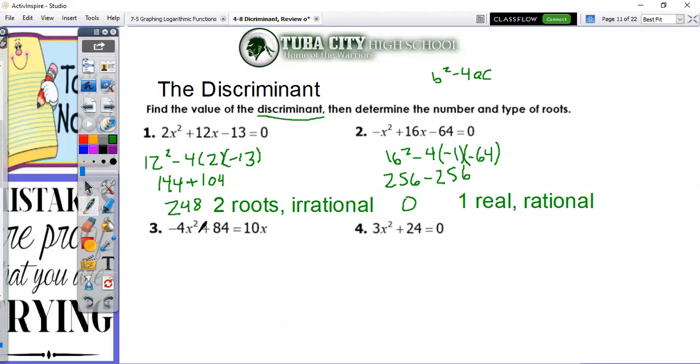All right, so with this one here, it looks like we're going to have to do a little bit of work to put it into standard form. So I'm going to minus 10x from both sides, and I don't have any like terms. So that's going to make it negative 4x squared minus 10x plus 84. And I got to set it to 0.